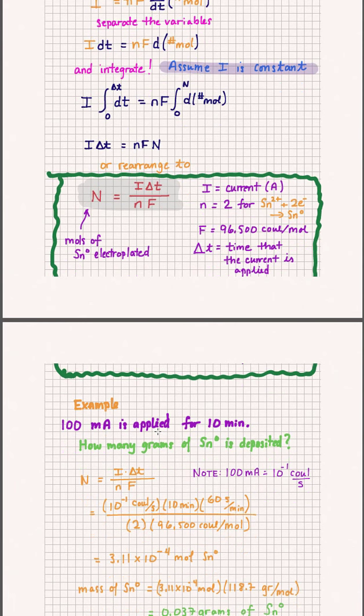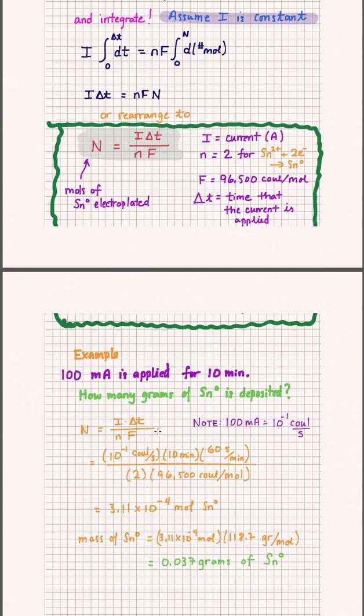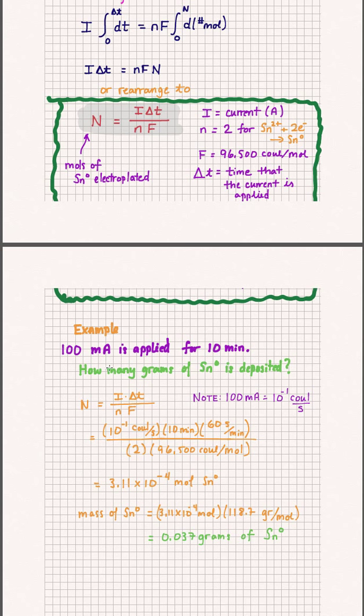So in this half reaction, looks like he wrote 100 milliamps, more reasonable than an amp or even 100 amps. How many grams of tin are deposited? The time was 10 minutes, 60 seconds in a minute. 100 milliamps is called 0.1 amps or 0.1 coulombs per second.